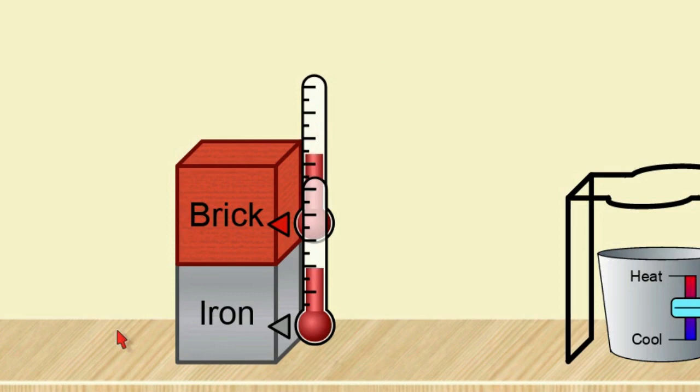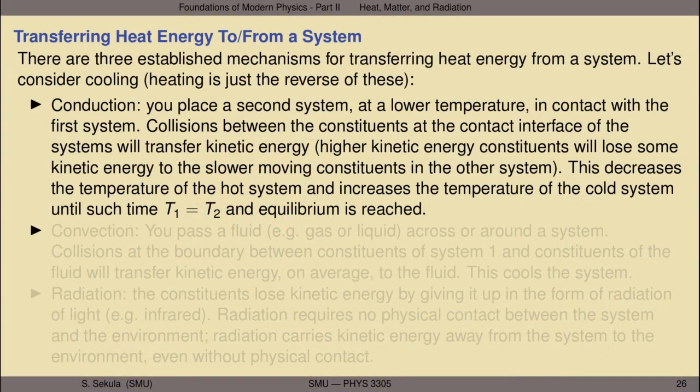At that interface, at that contact space between the two materials, collisions are going to begin occurring between the atoms or molecules of one system and the atoms or molecules of the other system. This creates an arena in which collisions occur, transferring kinetic energy from one system on average to the other. What you'll find is that higher kinetic energy constituents are going to typically lose some kinetic energy to the slower moving constituents at the interface of the other system. Of course, at the interface of the other system, those constituents will then start having more collisions with the things inside the system, and that's how heat energy is transferred by conduction through a system.